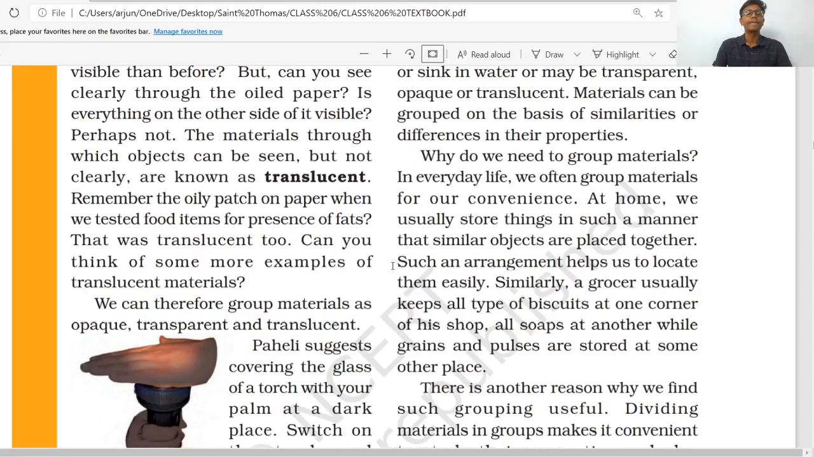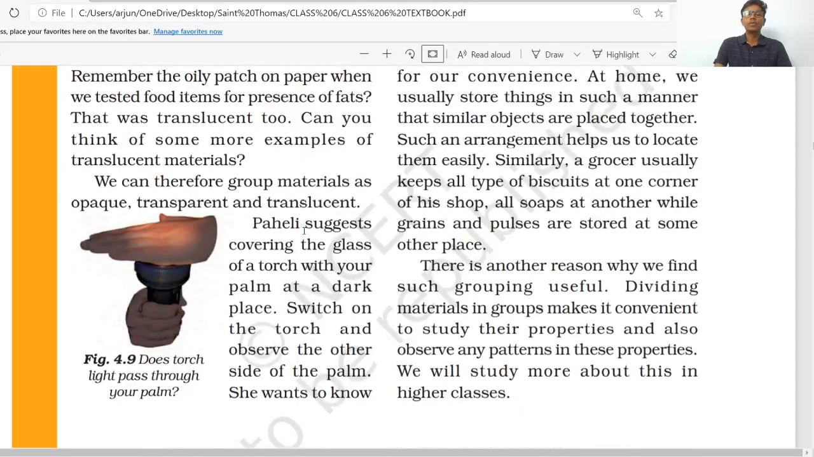Okay, let's see. We can therefore group materials as opaque, transparent and translucent. Opaque means we cannot see through it. Transparent means we can see through it from both sides, and translucent means we can see the object partially.